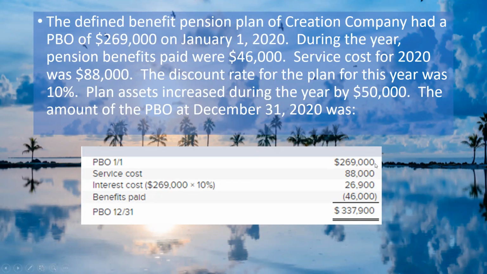So we started with our beginning balance, the $269,000. We add the service costs. We add that 10% of interest. Remember, it's always based on the beginning PBO. And then we subtract the benefits that were paid. We ignore the plan assets that increased by $50,000. So that gives us the answer, which is $337,900 as the ending projected benefit obligation for the year 2020.